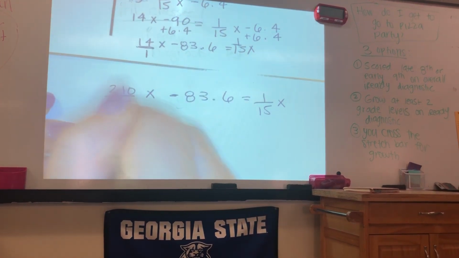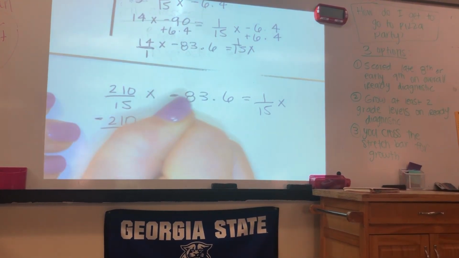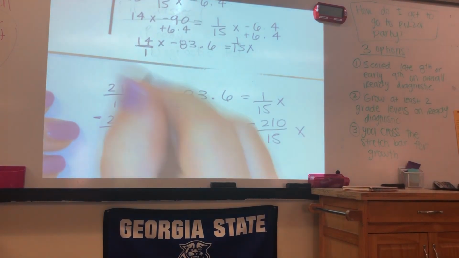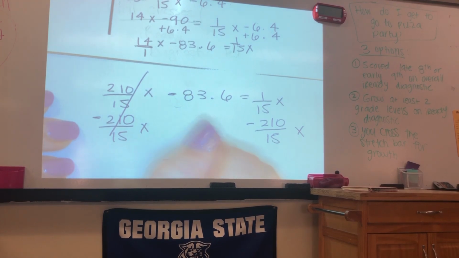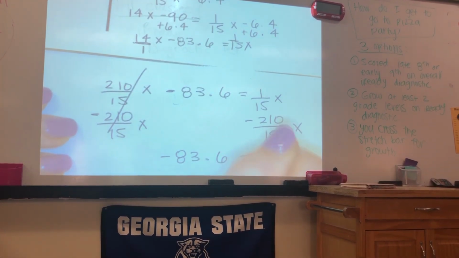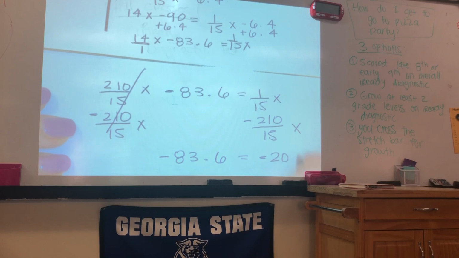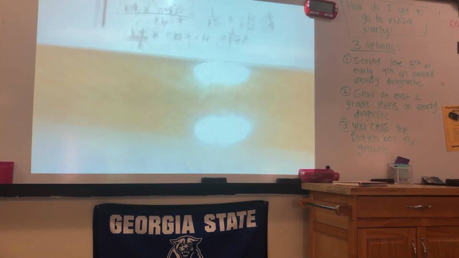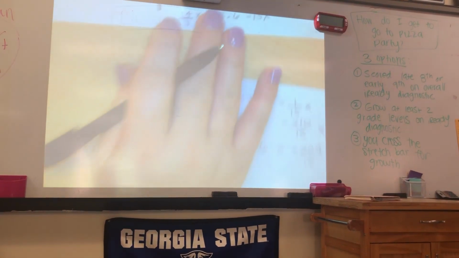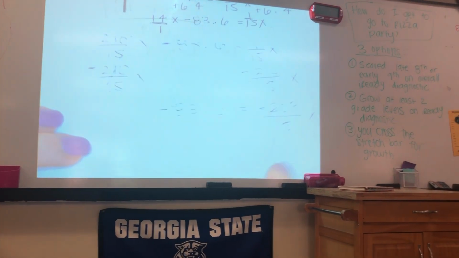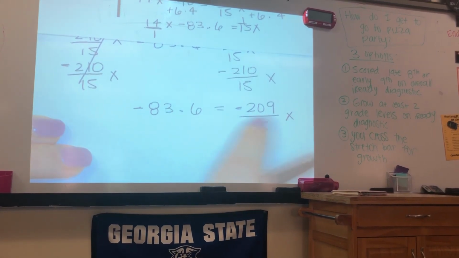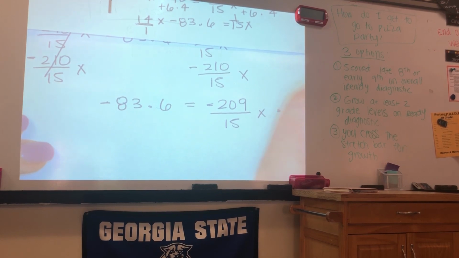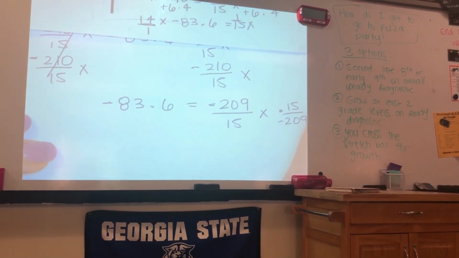Now I'm going to subtract 210, and the reason I'm subtracting is because it's a positive. So to get rid of a positive, you make it a negative. This would give me negative 209, and since they have the same denominator, it stays the same. I'm going to move my paper up, sorry. Okay, I need to divide by this fraction, which means you multiply by its reciprocal.